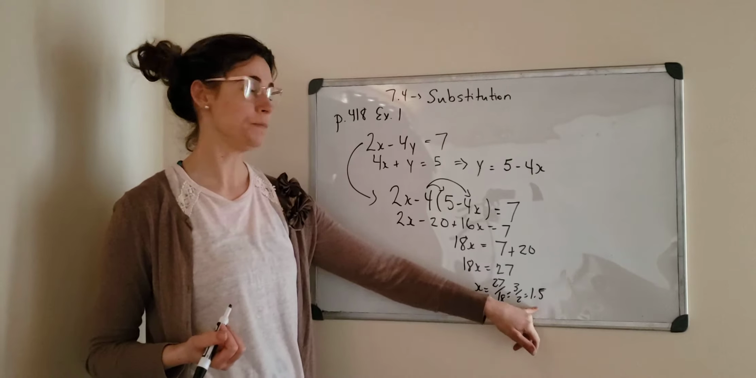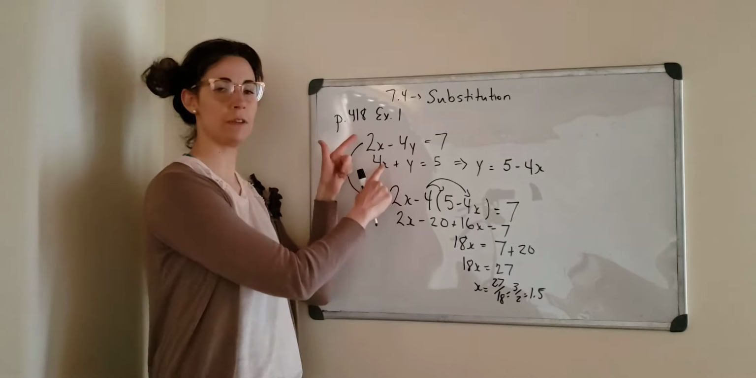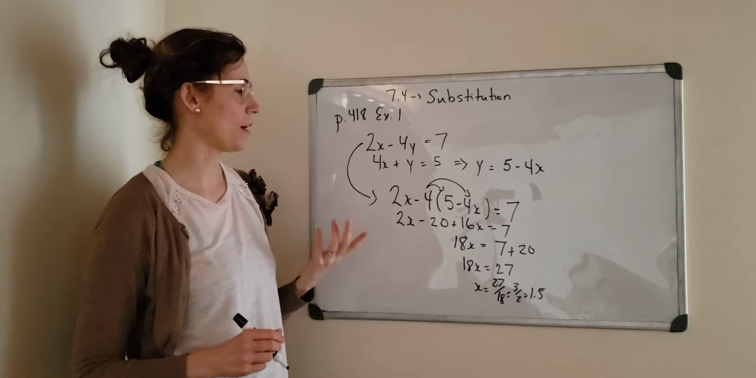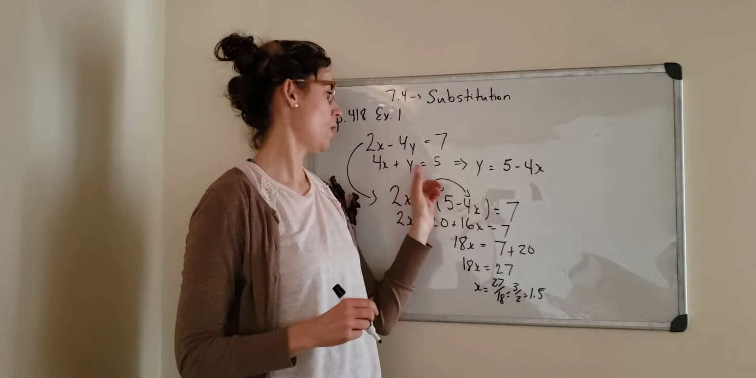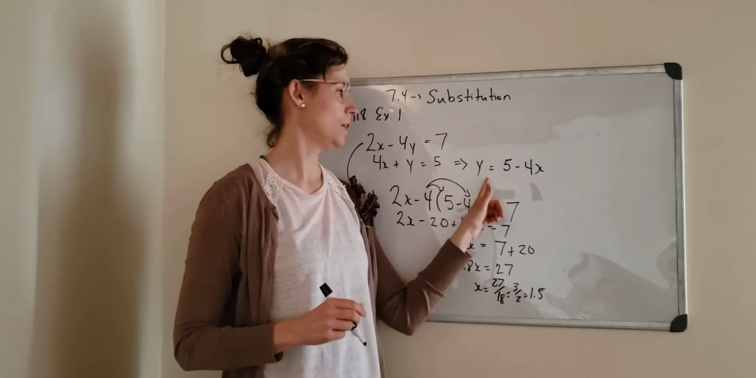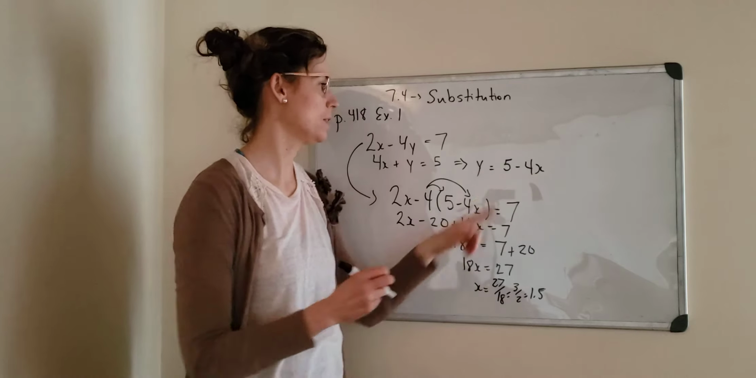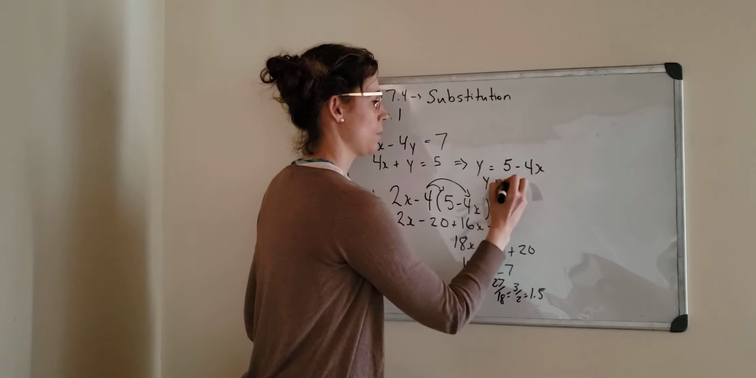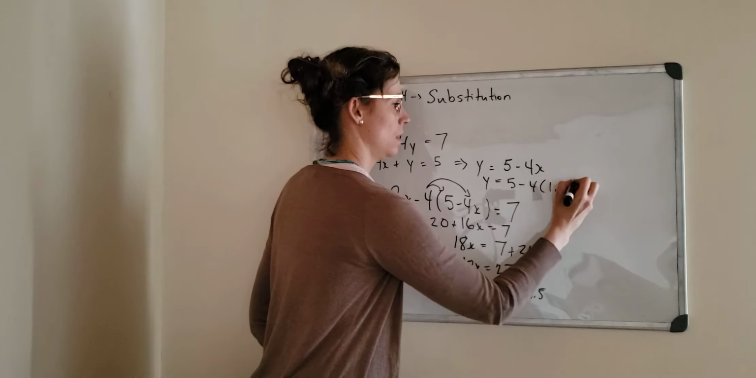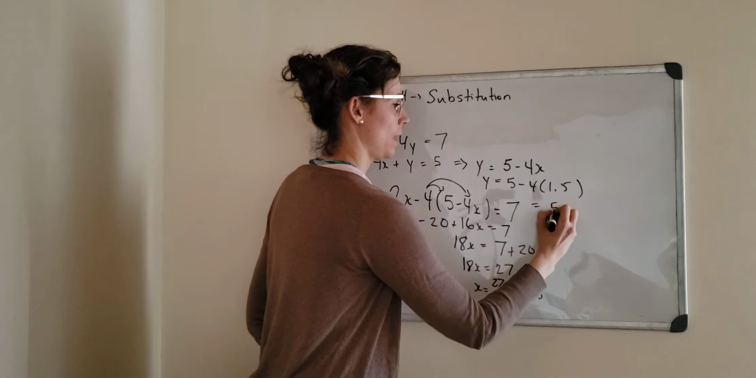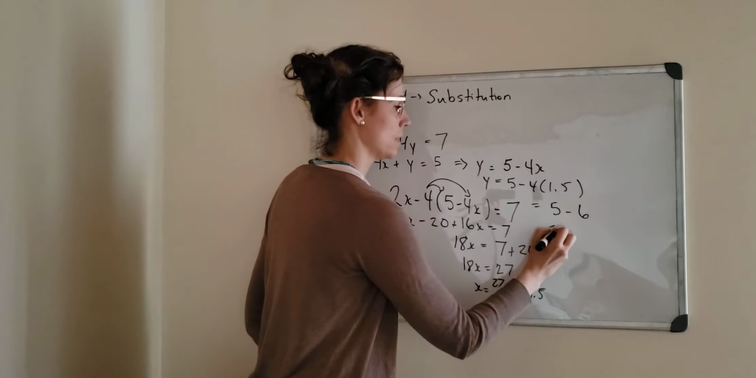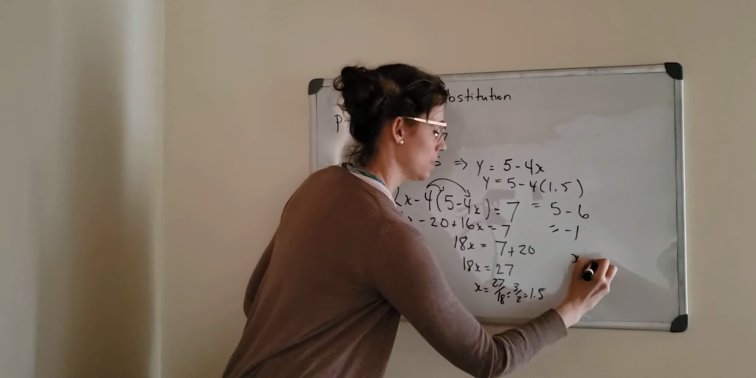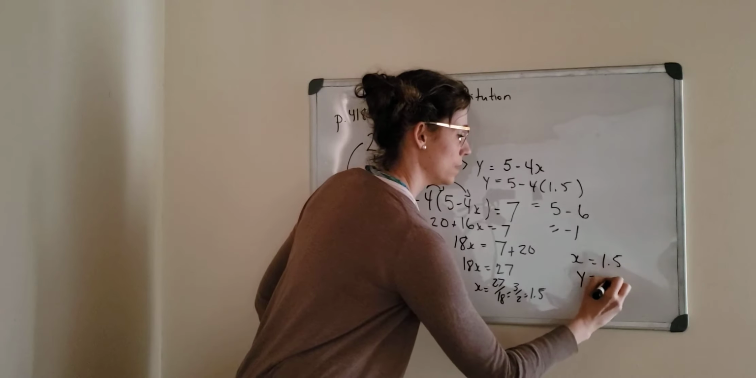Now, with that information, if we know x, we could go back up to either of these initial equations, put the x in and solve for y. One thing that I find very easy, I've already changed this equation to have y by itself. So I'm going to use this, and I'm going to put in the 1.5 for x. So y would be 5 minus 6, negative 1. So that was easy. My answer is that x was 1.5 and y is negative 1.